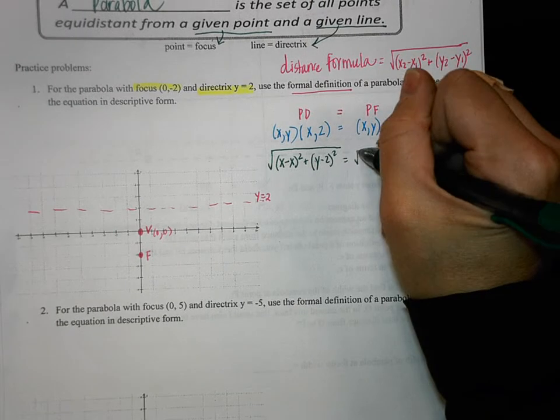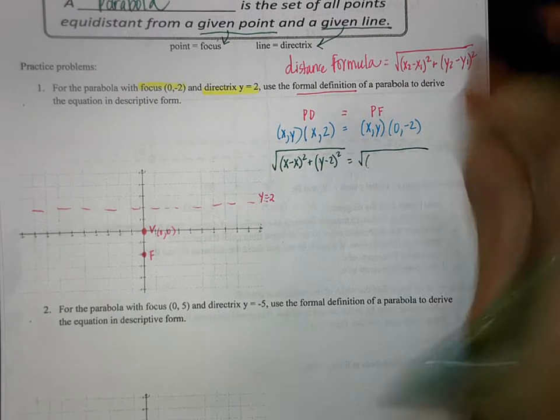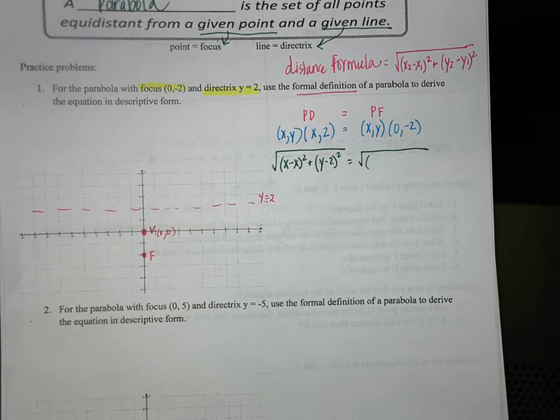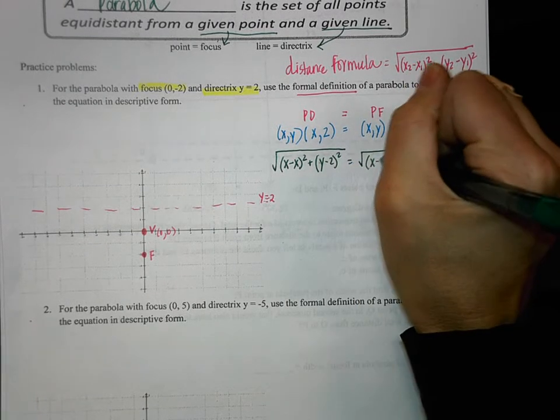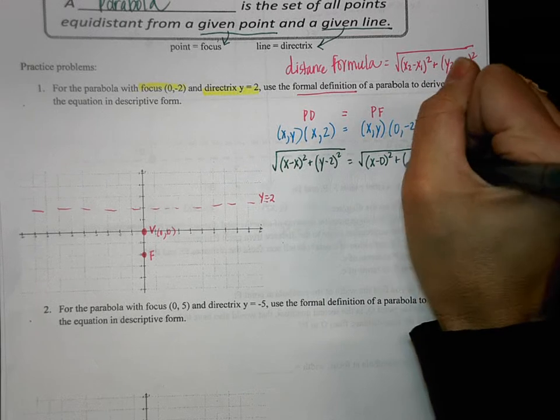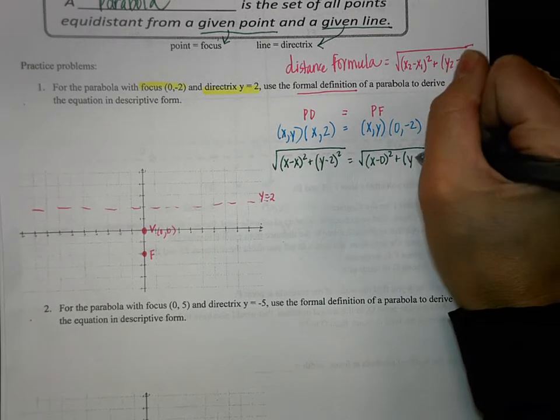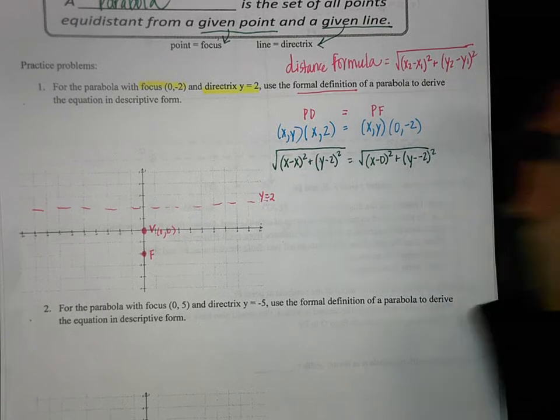Equals. On this side, same thing. Okay, we're going to subtract the x's, and you would want the x to come first as well. So I'm going to write this as x minus 0 squared. Plus, and then for the y's, how would I write that? Y minus negative 2 squared. Good.